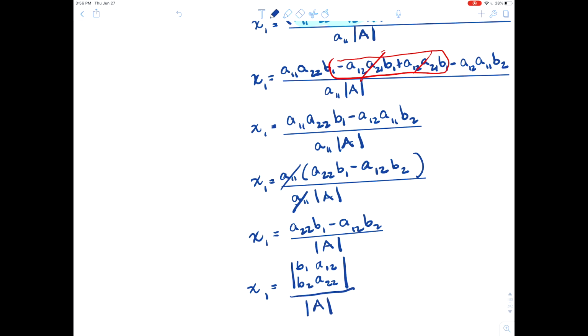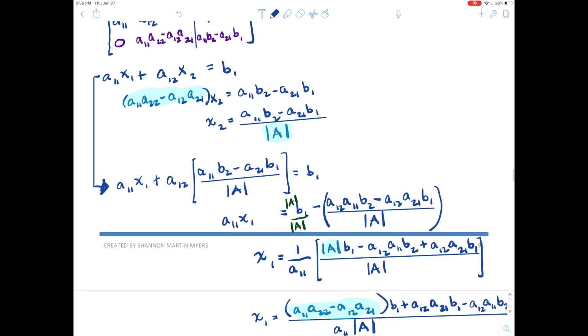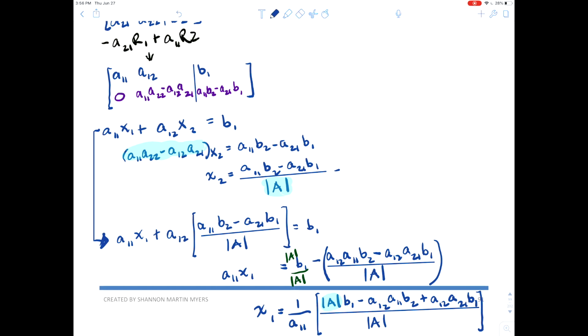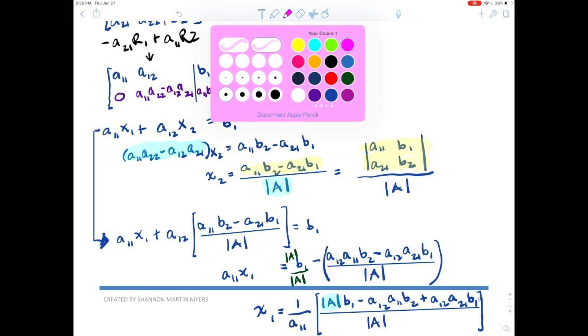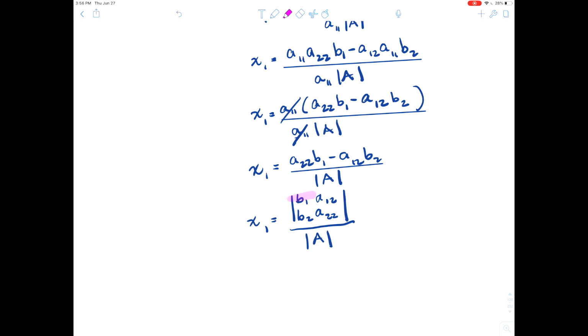So you know what? Let's check out what we got for x2. So this one, couldn't I write this one as A11 and then B2 down the main diagonal, and then the other diagonal I'd have A21 in the second row first column and then B1 in the first row second column over the determinant of A. So this determinant is equivalent to this expression, and this determinant down here is equivalent to this numerator.